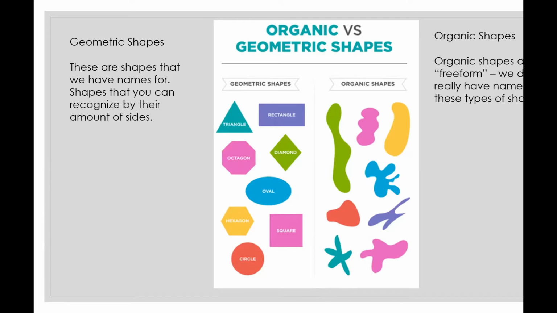But an organic shape is a shape that doesn't have a way to measure it. You might even look at it and go, that kind of looks like a blob. Well, it might be considered a blob, but that's called an organic shape. It doesn't have a set shape.